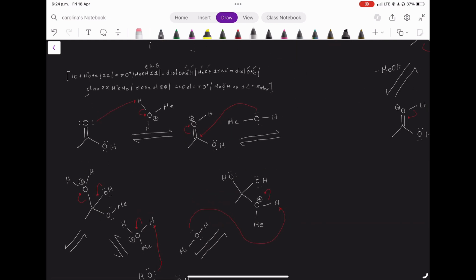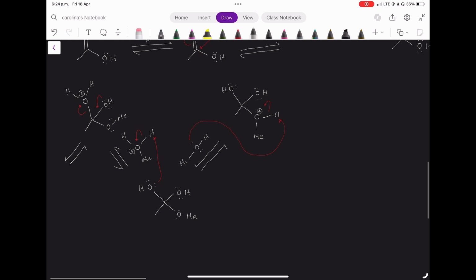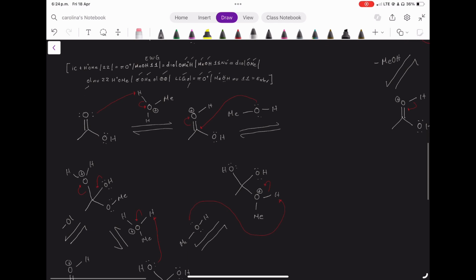and there is going to be a loss of a leaving group. The alcohol is going to leave, and I'm going to be left with a pi bond, oxygen having a positive charge. Now it is an ester, my bad, because of the ketone.